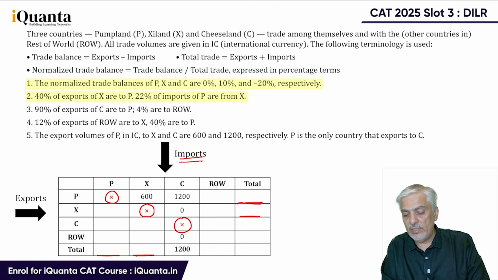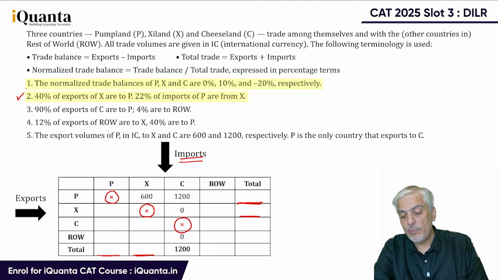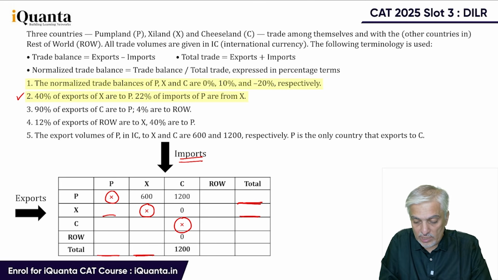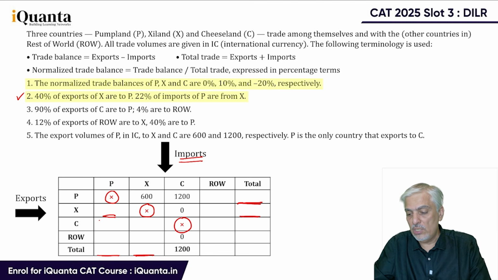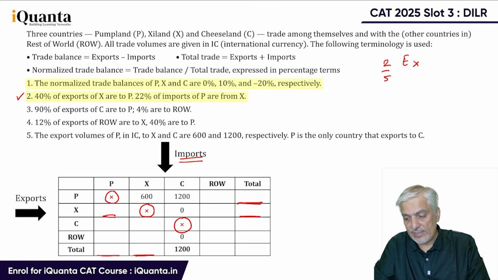Pay attention carefully. Now let's look at point 2 first. 40% of exports of X are to P. So of all that X exports, 40% it gives to P. So X's exports, 40% is to P. Now pay attention, how will I use this? 40% we should know is 2 by 5. So 2 by 5 of exports of X are to P. This goes to P, but 22% of imports of P are from X.